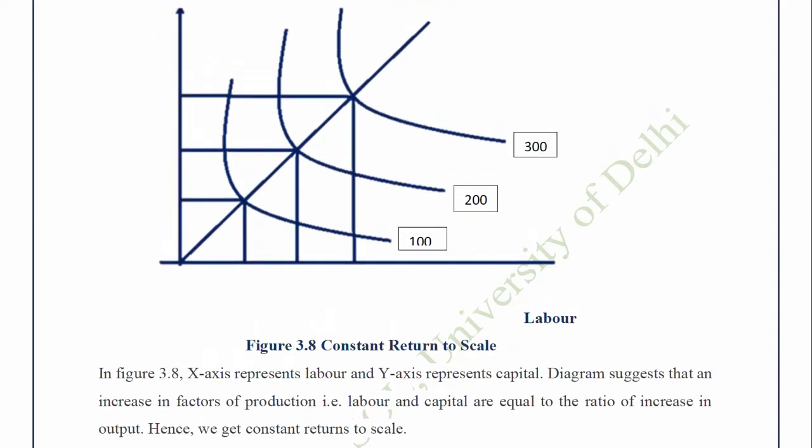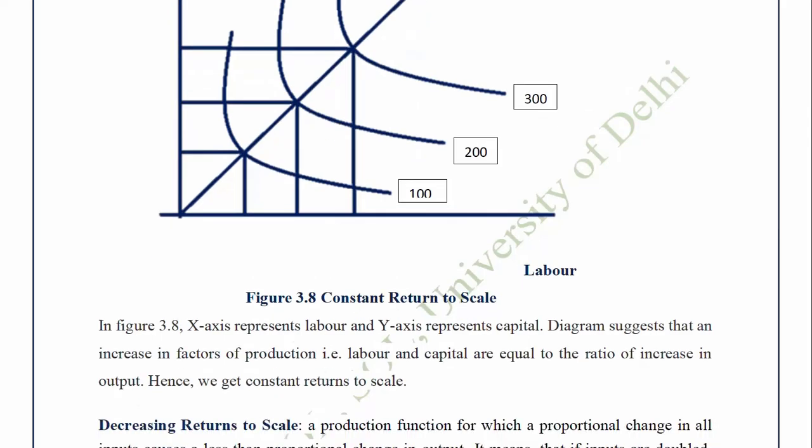In Figure 3.8, the x-axis represents labor and the y-axis represents capital. The diagram suggests that an increase in factors of production, that is labor and capital, is equal to the ratio of increase in output. Hence, we get constant returns to scale.